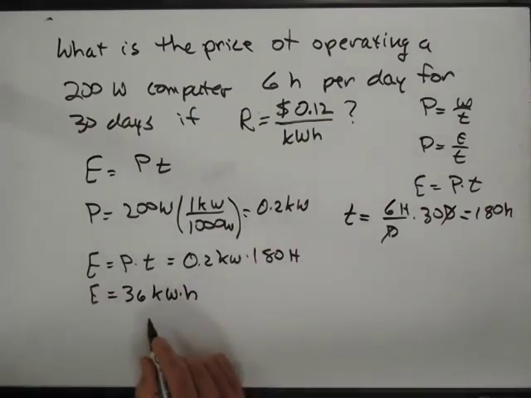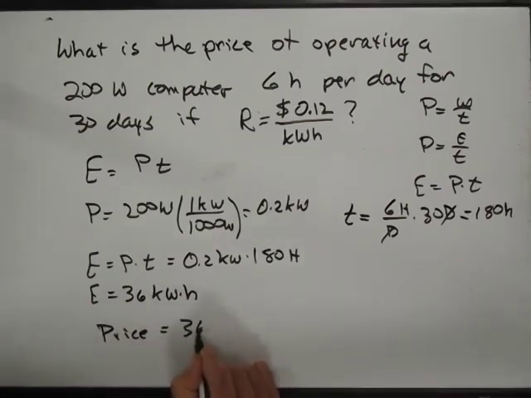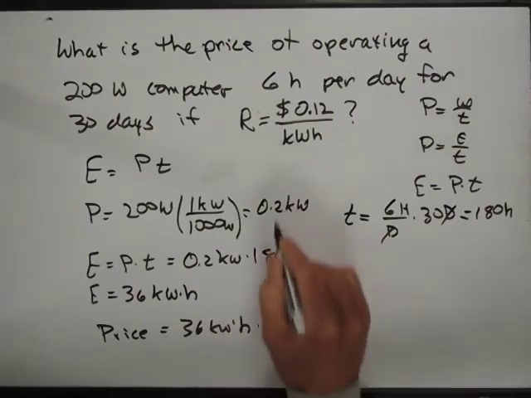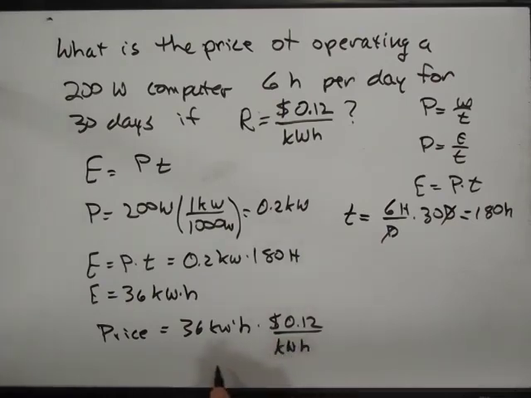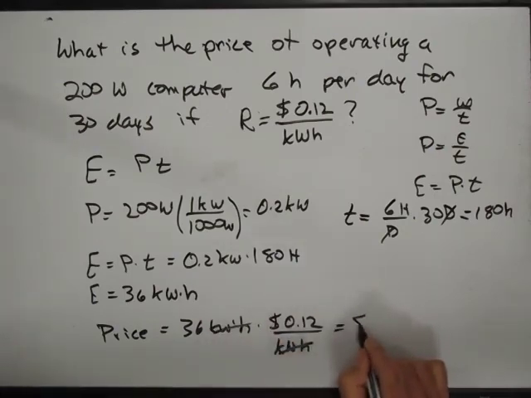And then I can say that the price is 36 kilowatt hours times the rate, which is $0.12 per kilowatt hour. Oops. Right. Kilowatt hours cancel, and I get $4.32.